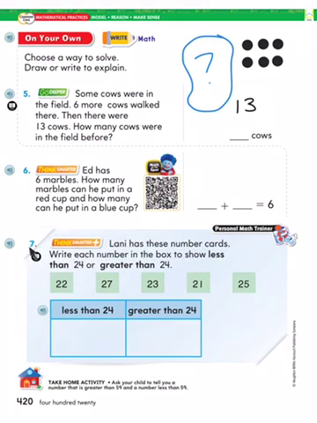Then we have number 7. It says Lonnie has these number cards. Write each number in the box to show less than 24 or greater than 24. Okay? So we're kind of doing a little bit of sorting, right? 22, would it go in the box less than 24 or would you write it in the box greater than 24? Then look at the next number, 27. Would it go in the box less than 24 or are you going to write it in the box greater than 24? Okay? And then just keep going with 23, 21, and 25.